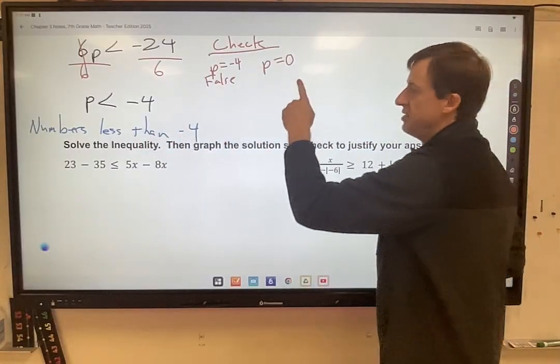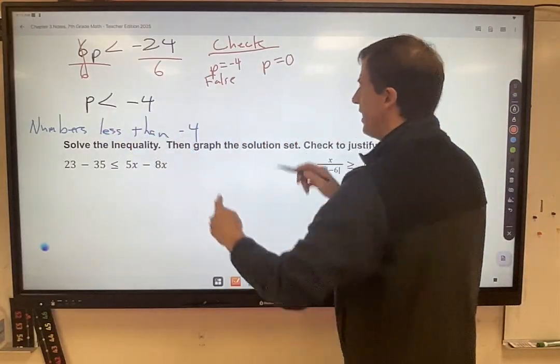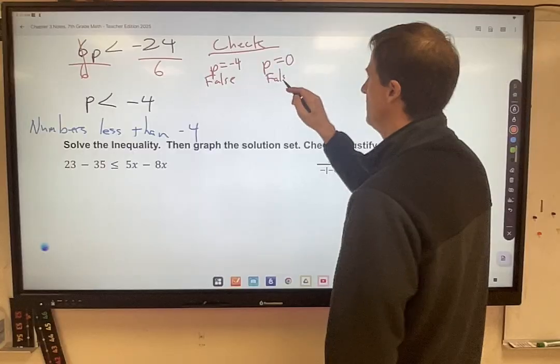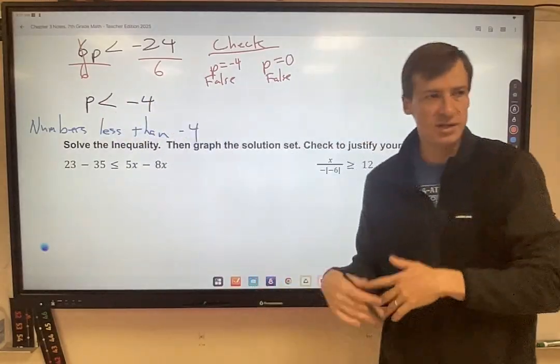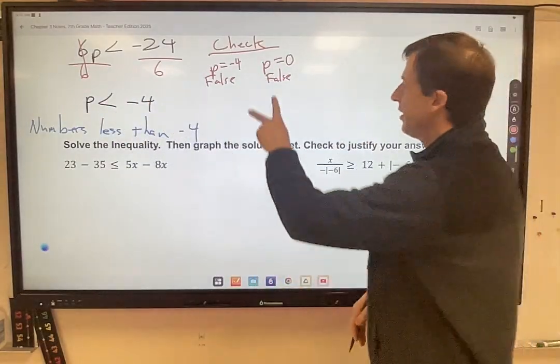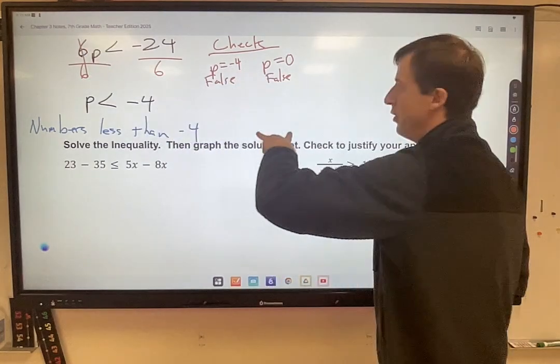Also, when p is equal to 0, I get 0 is less than negative 4. That is also a false statement. That is not true. 0 is not less than negative 4. It's bigger than negative 4. So when I plug these numbers into my original inequality, I should get false on both of them.